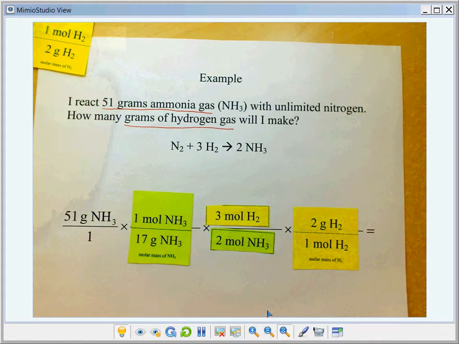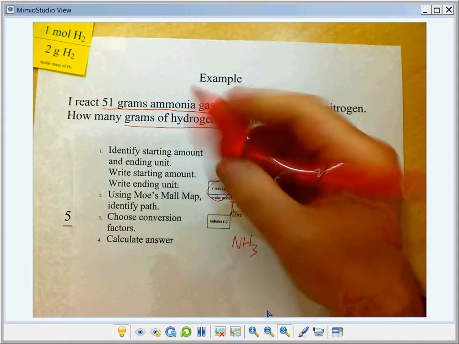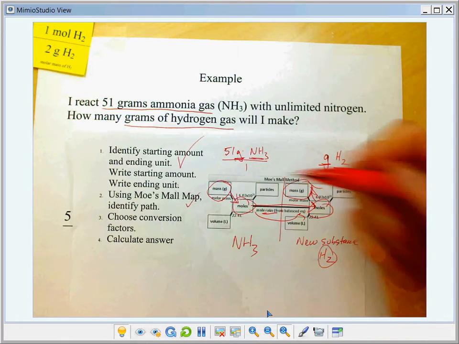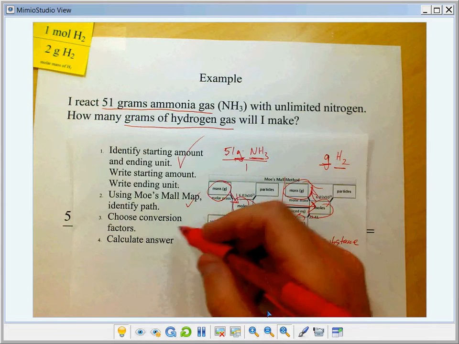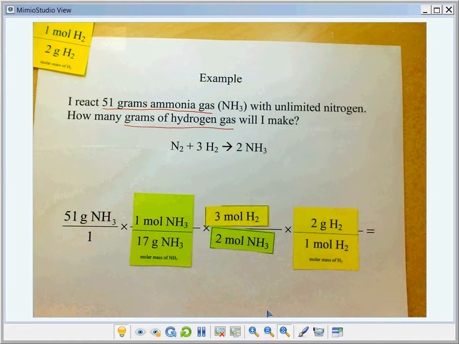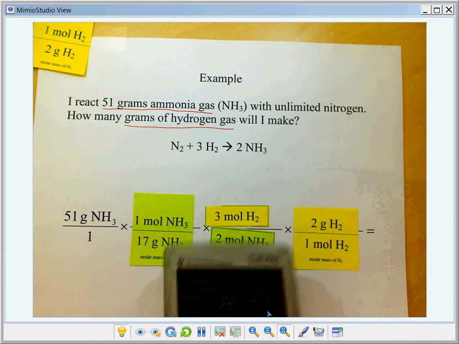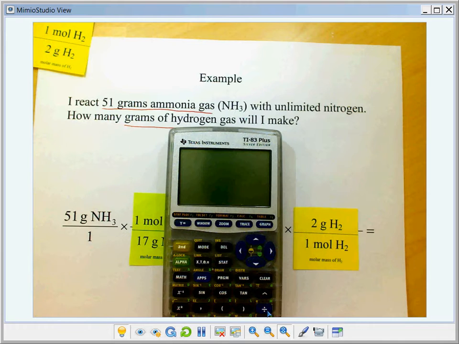All right, the final trick right here is we're going to have to calculate our answer. So far, we have identified the starting and ending unit. We used the mole map to identify the path. We chose our conversion factors and just calculate our answer. And so I'm going to multiply across the top, multiply across the bottom, and divide. So you won't be able to see this well just because of the shadows on the calculator.